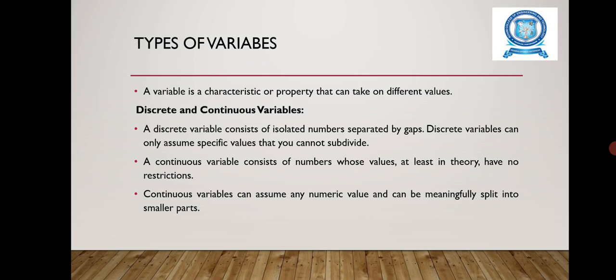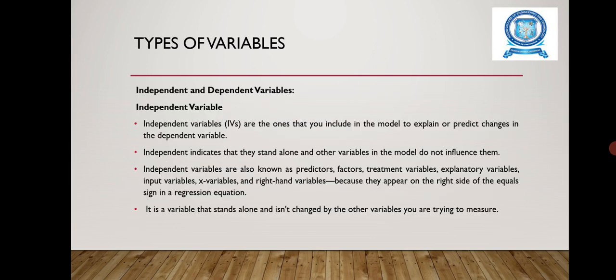Now let us see about independent and dependent variables. In an experiment, an independent variable is a treatment manipulated by the investigator. They are the ones that they include in the model to explain or predict the changes in the dependent variable. Independent indicates that they stand alone and other variables in the model do not influence them. It's a variable that stands alone and it's not changed by the other variables that you are trying to measure.